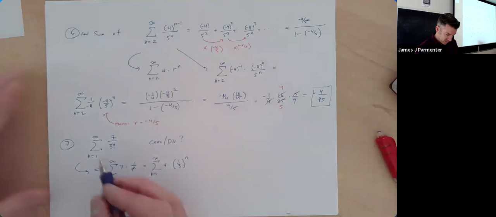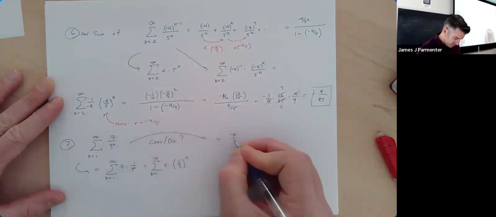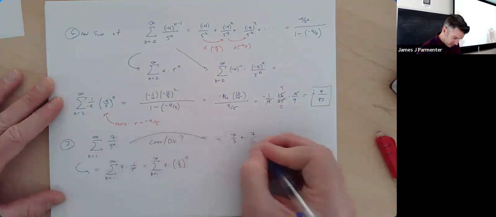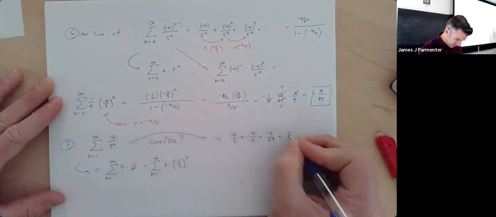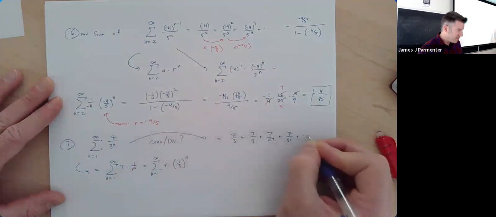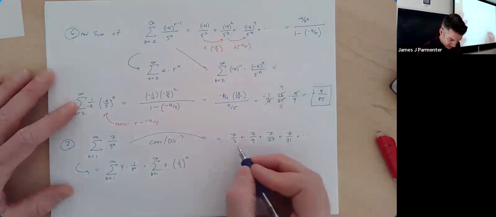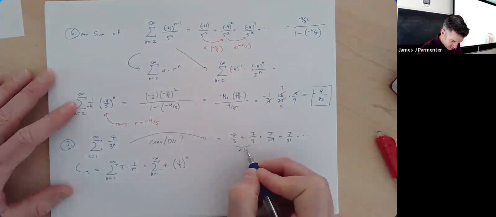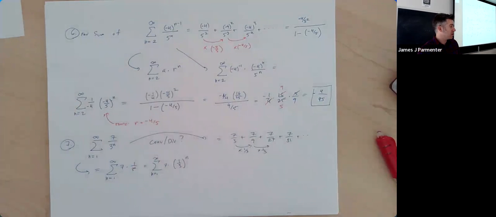So if I start writing out terms, my first term is 7 over 3. Then my next term is 7 over 3 squared. And then my next term is 7 over 3 cubed. The next term is 7 over 3 to the 4th. Oh yeah, every time I'm just multiplying by 1/3. It's totally a geometric series. So it's geometric, and my ratio is a number that's smaller than 1, meaning we're going to get convergence.